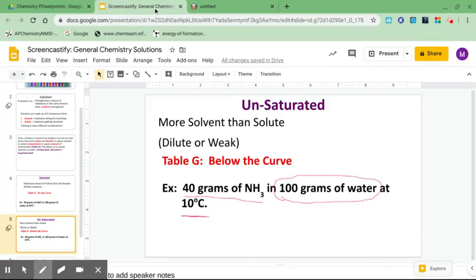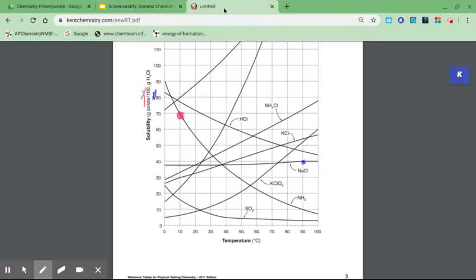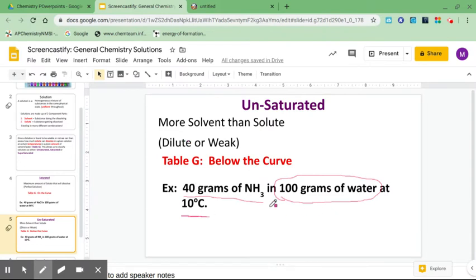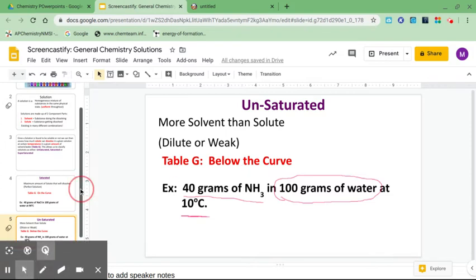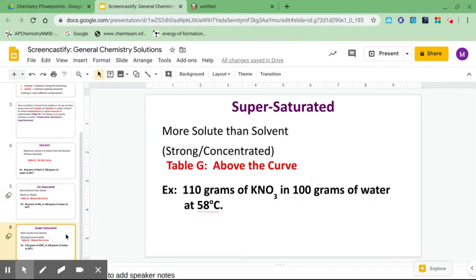Now, the question said you have 40 grams. And notice, if I come back to this picture at 10 degrees Celsius and place a little dot at 40, notice where it is. The 40 gram dot is below ammonia on table G, which means if it's under the curve below, then it has to be unsaturated. These concepts are easy to understand as long as you know how the process works. So let's take a look and examine this last scenario.